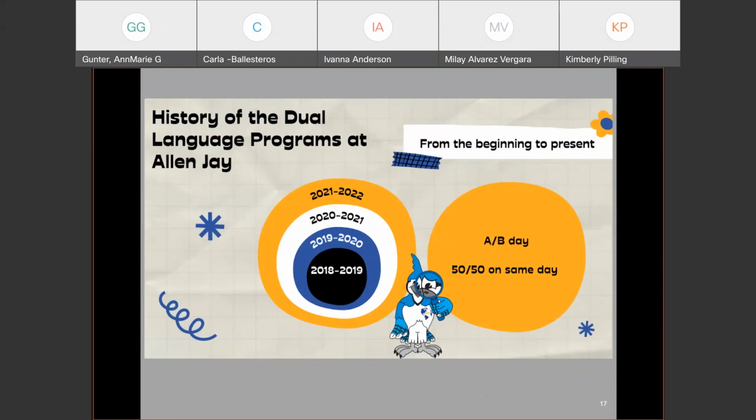So first year of implementation was 2018. We had kindergarten. Next year we had kinder and first. Next year we had kinder, first, and second. And this year we have third grade. This is the first year we have the program in a testing grade. So we are very anxious to see how the work that we have been doing with our collaboration in the two languages is going to positively impact the scores for our students. And I'm going to let Milay talk a little bit more about what model we do and how we started and have shifted throughout the years.